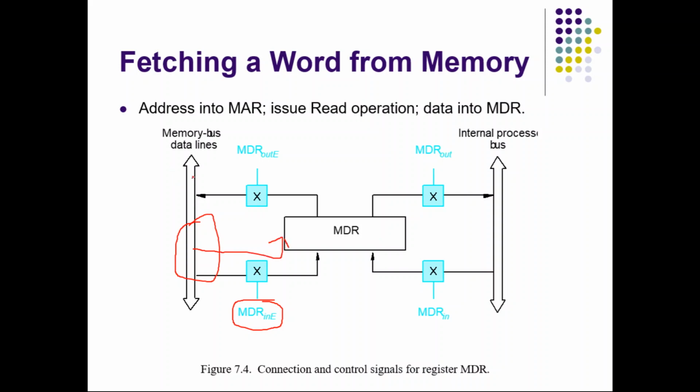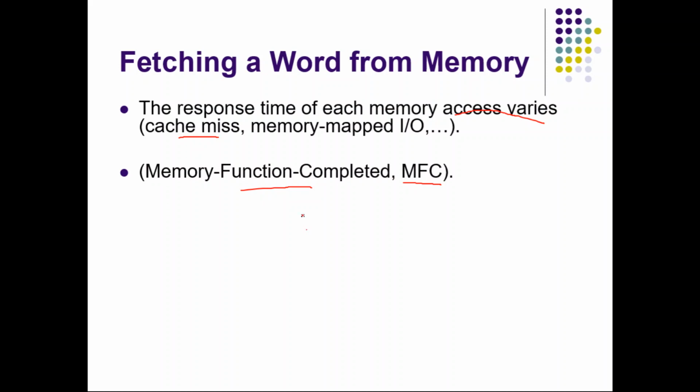This bus contains address and data lines. The lines which carry addresses are called the address bus, and the lines which carry data are called the data bus. After the data is available, MDR in should be issued. Then only will the data move from the data bus to the register. The processor cannot keep on waiting, so it uses a signal called memory function completed. Once it is activated, it means that the data is available in the bus and can be read.